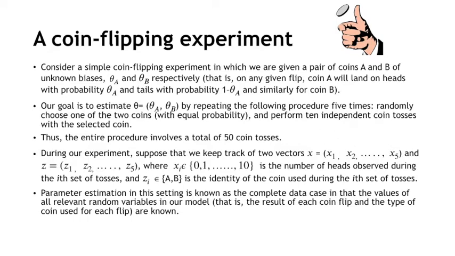During this experiment we need to keep track of two very important vectors, x and z. So what is x over here? I'm extremely sorry, x is the number of heads observed during the ith set of 10 coin tosses, and z is the identity of the coin used during the ith set of tosses. So what does it mean? x would represent the number of heads, and z would represent which coin is getting tossed. So parameter estimation in this setting will be a complete data case, where all the values would be known to us. So how does that work initially?